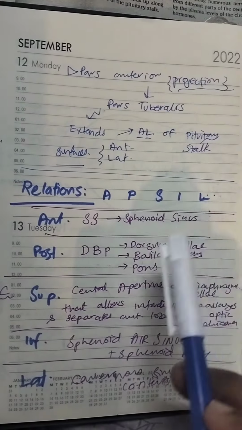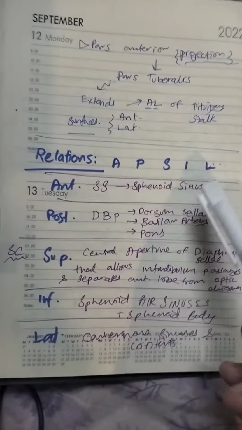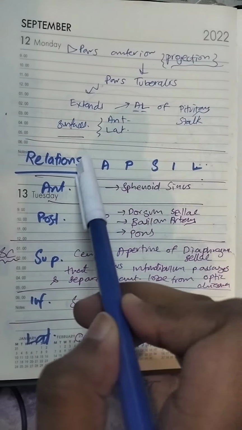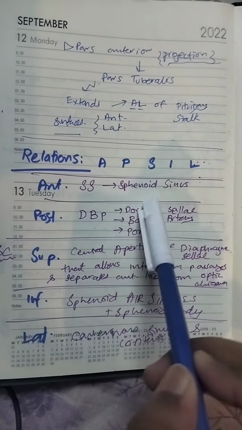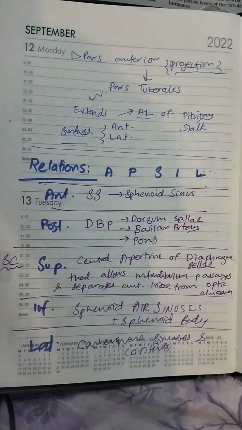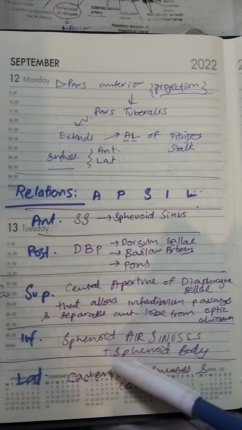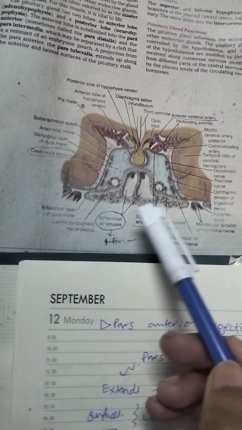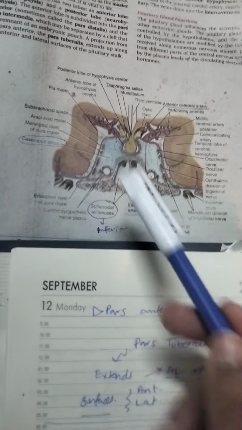Now let's talk about the relations of the pituitary gland. So we're going to have an anterior, posterior, superior, inferior, and lateral relation. Anteriorly, we are going to have a sinus. And what sinus is that? That is the sphenoid sinus. And inferiorly, we are going to have the sphenoidal air sinuses and the sphenoid body, as you can see here. And laterally, we are going to have the cavernous sinuses.